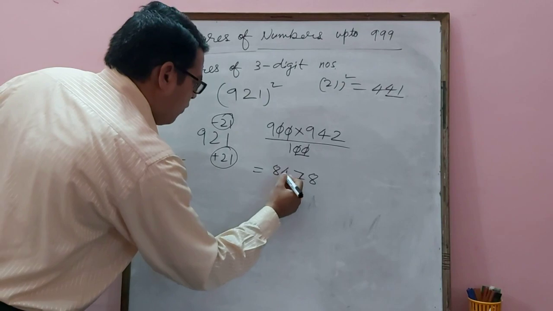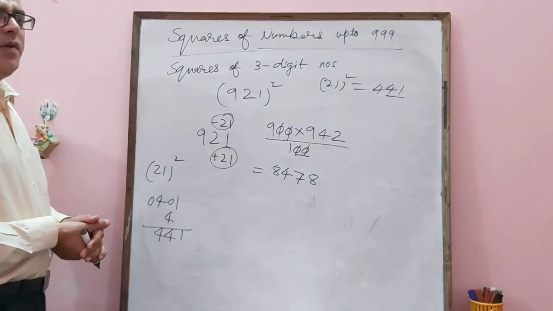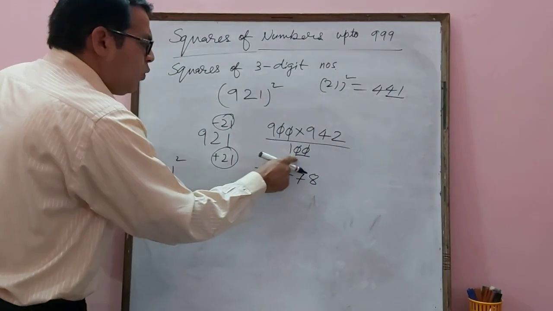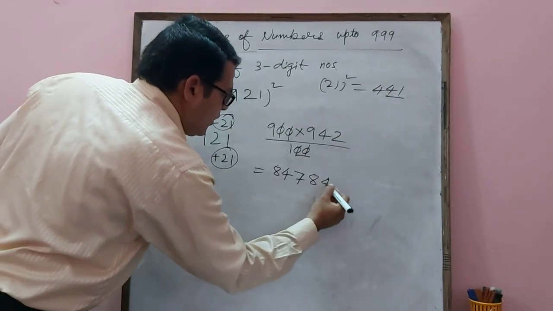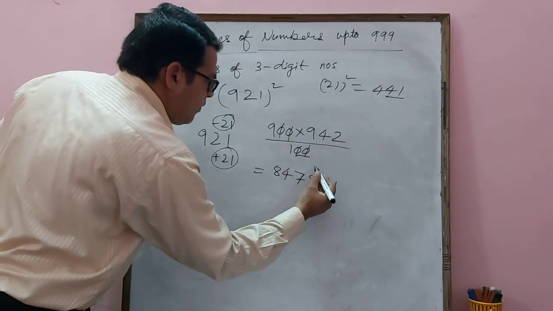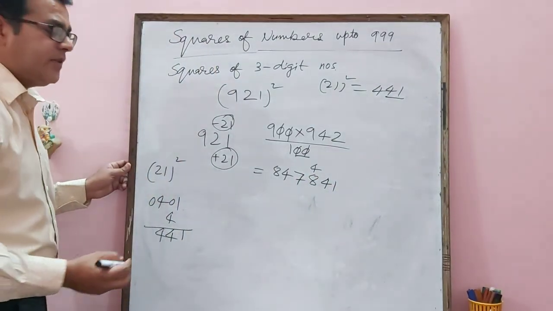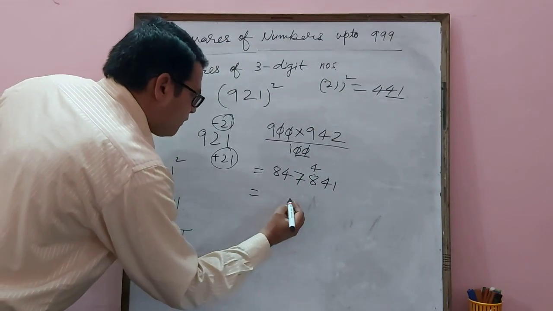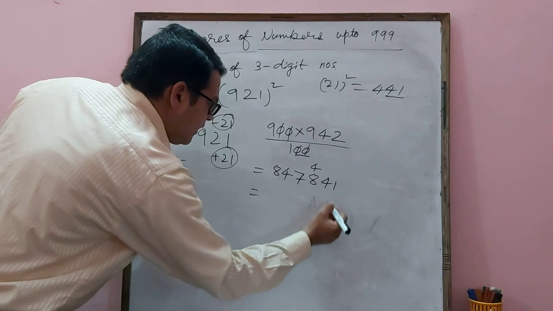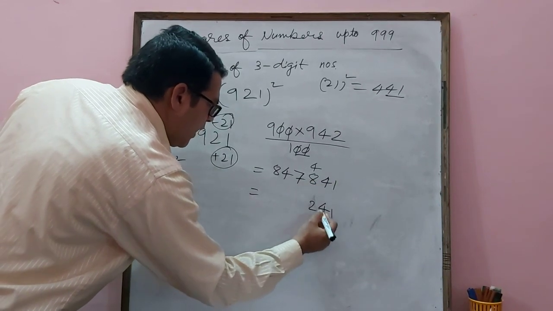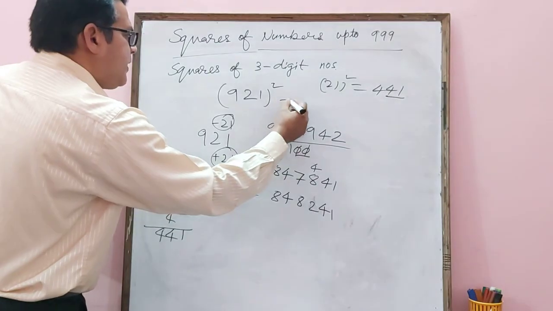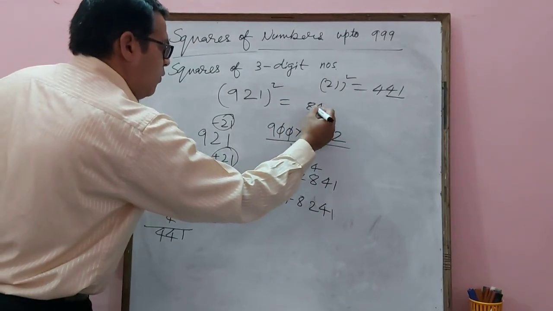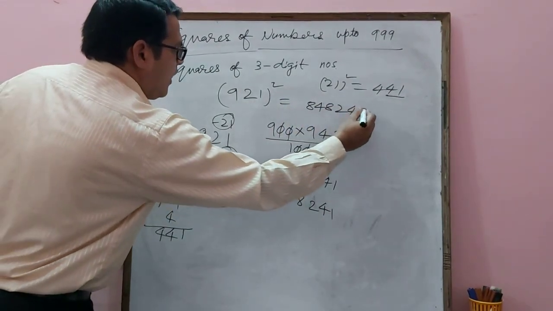So 84 and 78 we have here. Since there are 2 zeros, we will use 2 digits here. We use 4, but 4 is still there, so we can write it just above this 8. Now add all these: 4, then 12, 2 carry 1, 8, 4, 8. So the square of this number is 8, 4, 8, 2, 4 and 1.